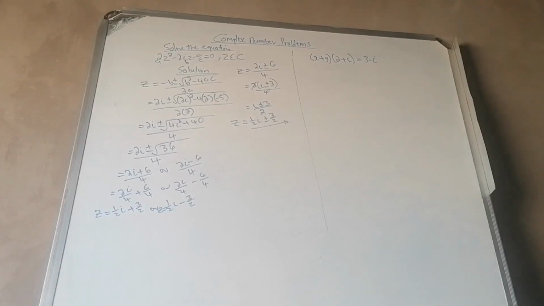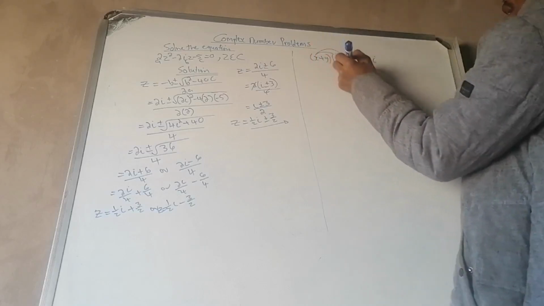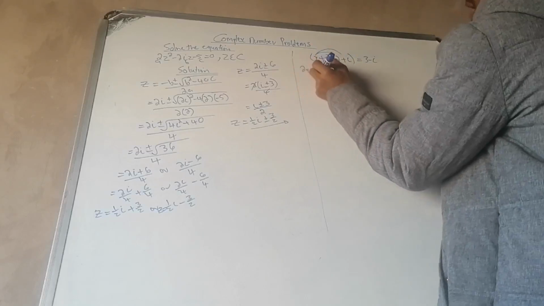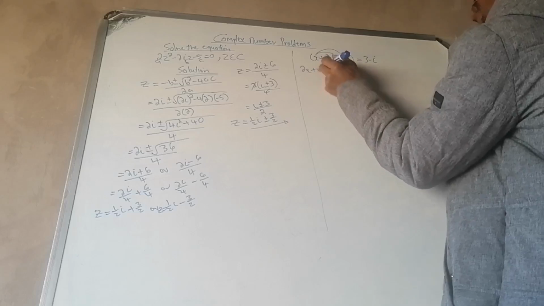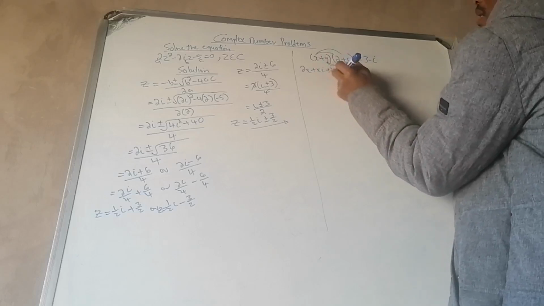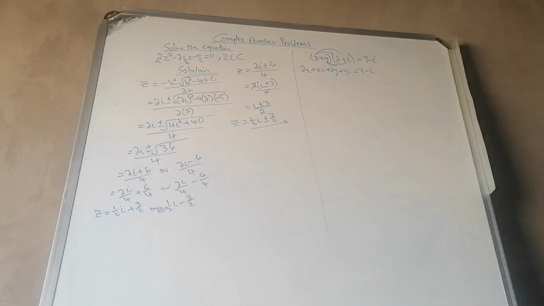Now the question is, how do we go about doing that? That should be the very first question that we ask ourselves. Right, I know I was taught that whenever I see the brackets, the first thing that needs to be done is to remove the brackets by multiplication. So I'll have 2x plus xi plus 2y plus yi equals 3 minus i. This is exactly what I have.